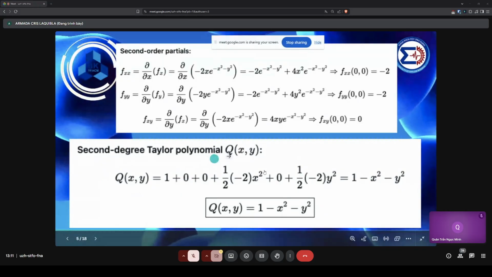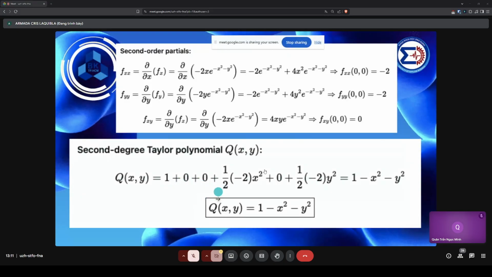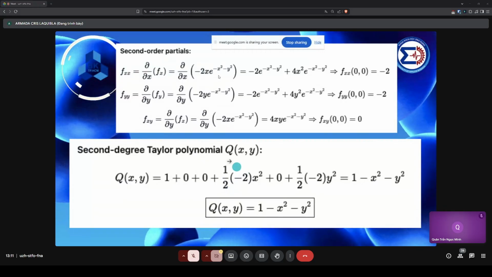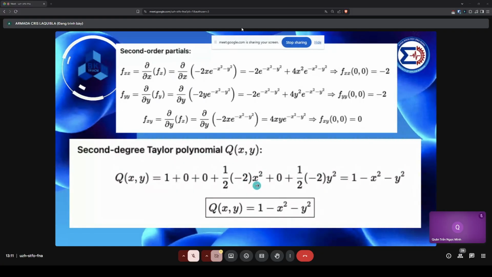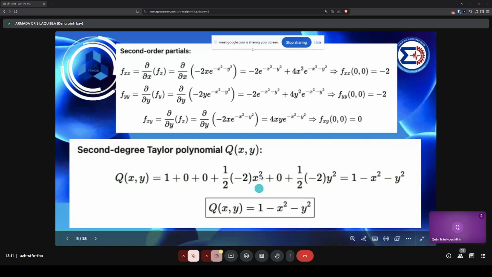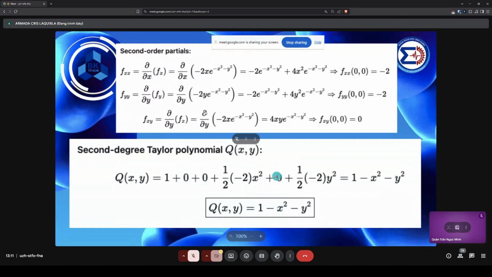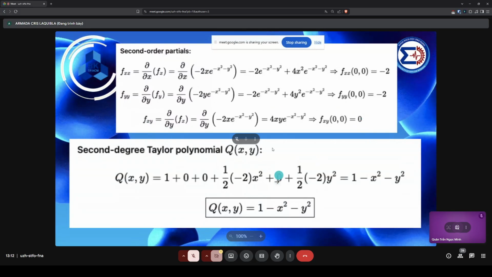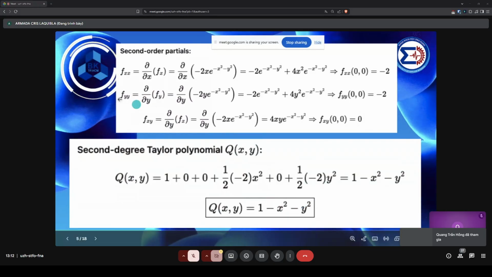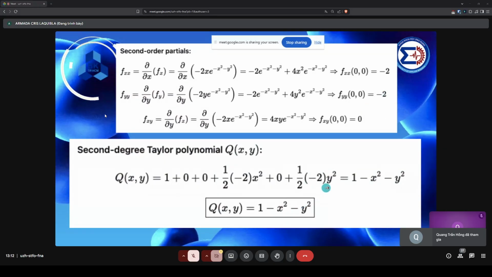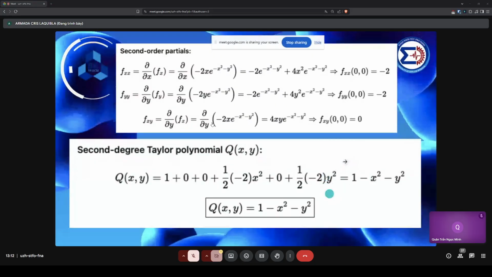So your second degree Taylor polynomial is now this one. Copy the result of your first, and then plus 1 half times your fxx, negative 2 here. And then we have x minus a, squared. Since your a is 0, this becomes x squared. Now next, the fifth term is 0 because your fxy is 0. So this is 0. Plus 1 half, then your fyy, which is negative 2 again, and then times y minus b, squared. Since your b is 0, it becomes y squared.